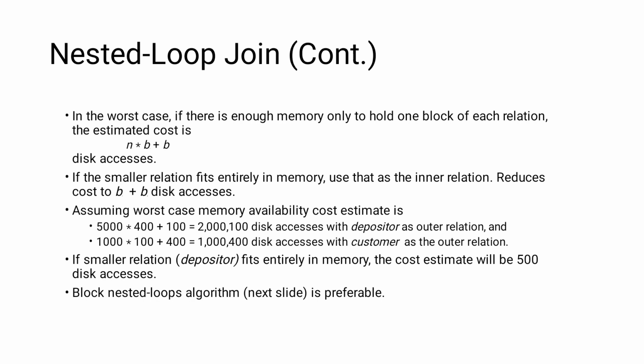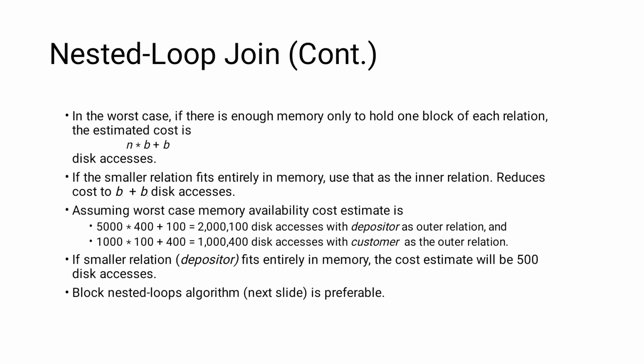Now let us consider the natural join of depositor and customer. Assume that depositor is the outer relation and customer is the inner relation in the join. We will have to examine 5000 into 10,000, that is 50 into 10 power 6 pairs of tuples. In the worst case, the number of block accesses is 5000 into 400 plus 100 disk accesses with the depositor as outer relation, and in the best case scenario we can read both relations only once and perform the computation. This computation requires at most 100 plus 400, that is 500 block accesses.